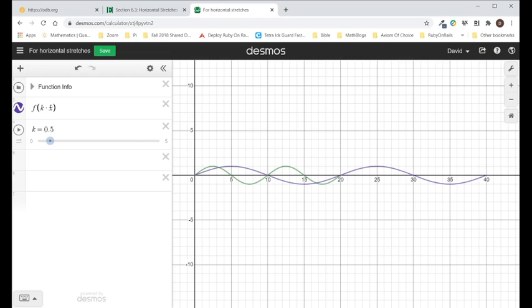So what happens is putting a k in for kx does stretch the graph as long as k is smaller than 1, right? Because you're making it go up and down that much more slowly. It compresses the graph if k is bigger than 1 because you're making the graph go up and down that much more quickly.